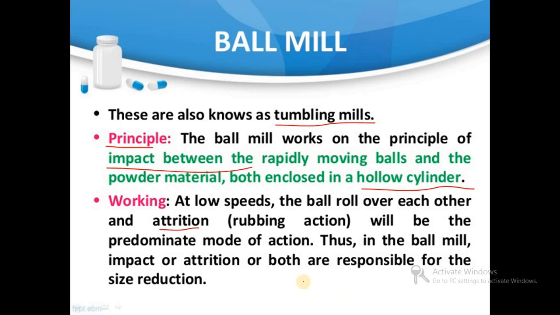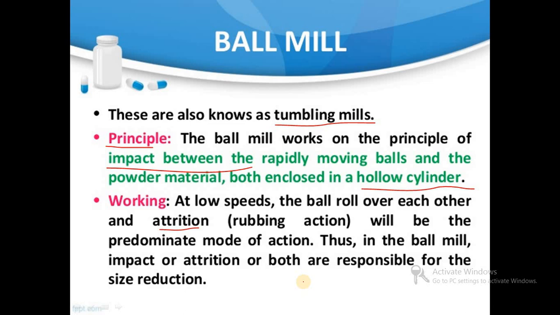Ball mill is nothing but a tumbling mill. It is generally used to obtain material of particle size 20 to 75 microns, but in the jaw crusher we are getting particle size in the range of 150 mm to 300 mm. But in the ball mill we are getting very fine particles, that is 20 to 75 microns.